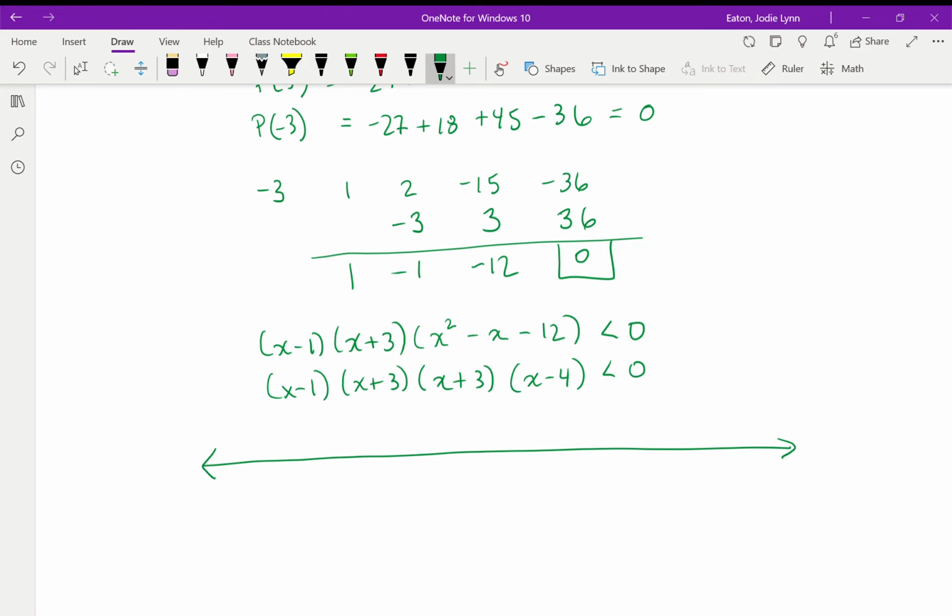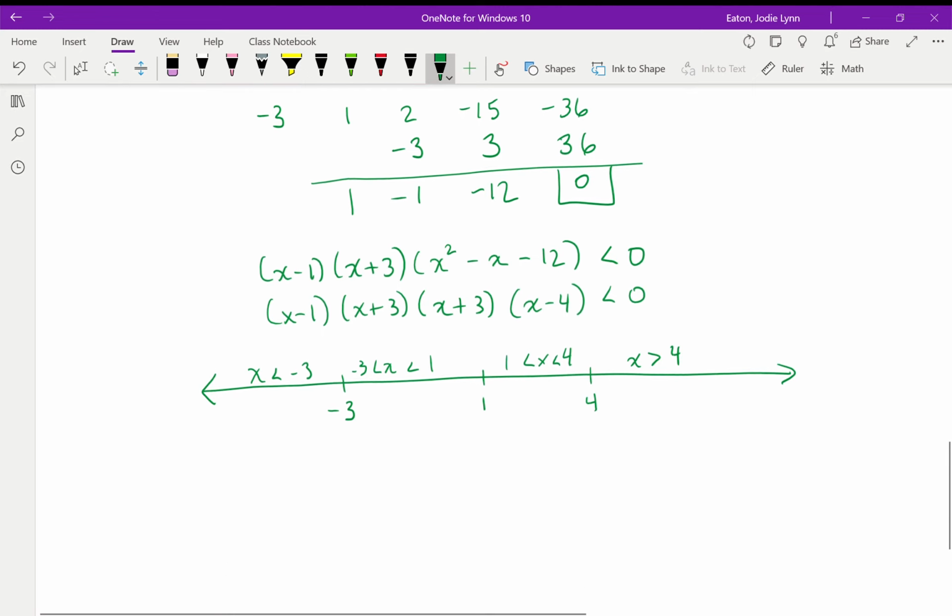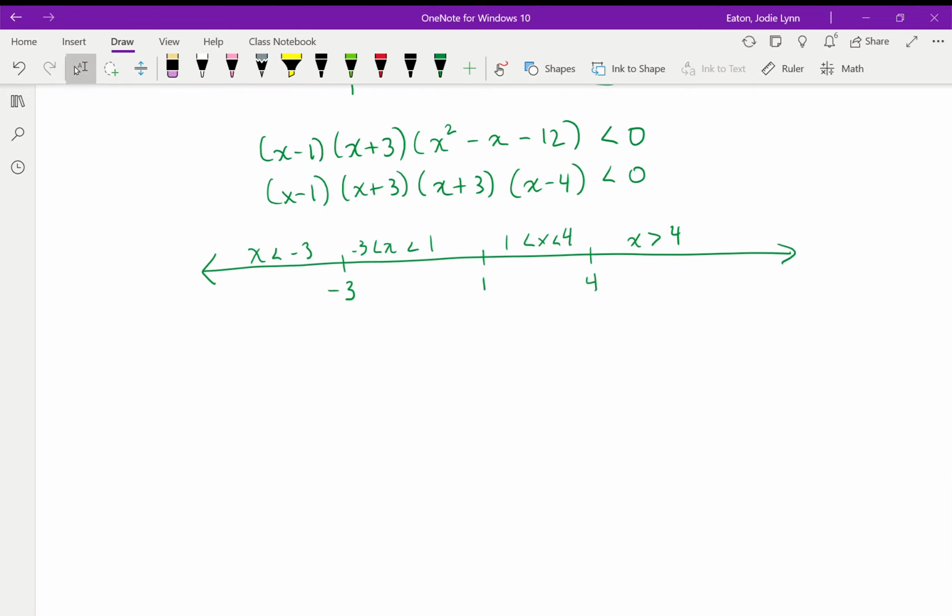So we have our roots. We have a root at negative 3, a root at 1, and a root at 4. And so we want to figure out what happens when x is less than negative 3, when x is between negative 3 and positive 1, when x is between 1 and 4, and when x is greater than 4. Notice we're being strict here because our original inequality is strict. It does not include the possibility of being equal to 0. So the roots are not going to be part of our solution.